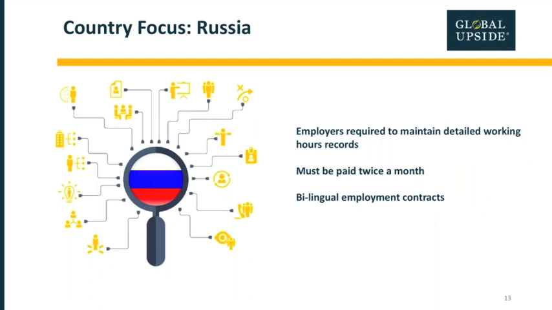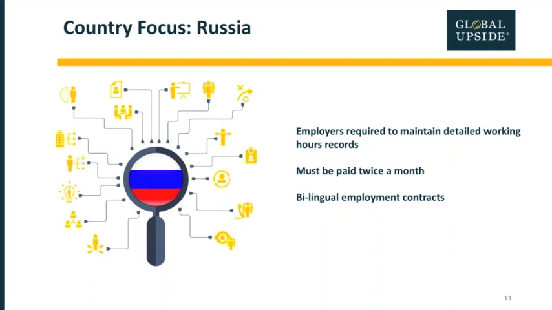So talking about Russia, just like in many other countries, there is a requirement to keep detailed records of working hours by day, by week, by month, because the government has the right to come and audit that, and if you haven't maintained that contemporaneous documentation, you can be fined. To prove to the government that the employees are working and these are the hours they're working and things like that. Russia is one of those exceptions where employees are paid twice a month.